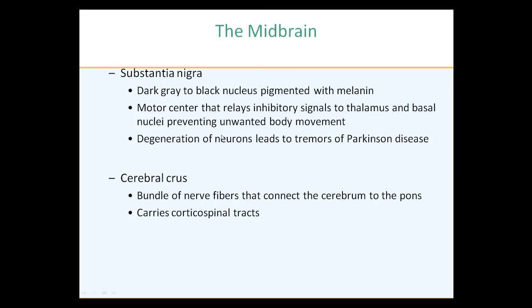But what I really want you to remember is this guy here, the substantia nigra. As the name implies, it's a dark area, dark gray to blackish, because it's pigmented with the same pigment that makes our skin color, the melanin pigment. And they discovered that degeneration of this area is associated with Parkinsonism. So it's a good area to remember, and remember that the substantia nigra is found in the midbrain.